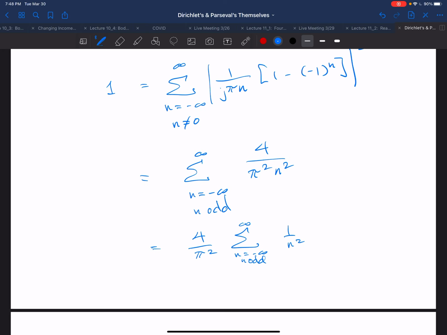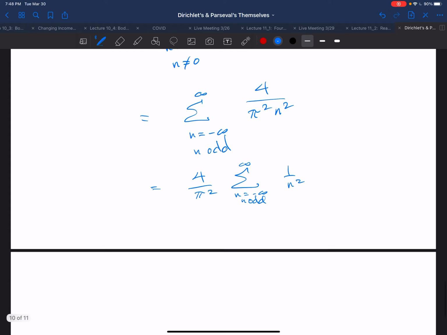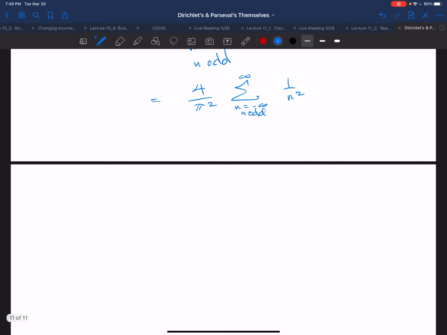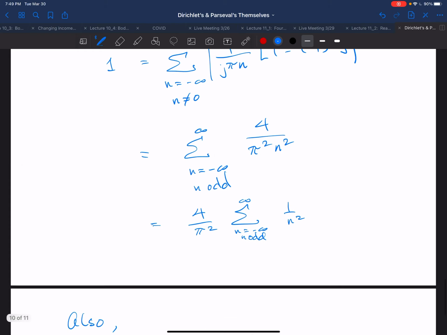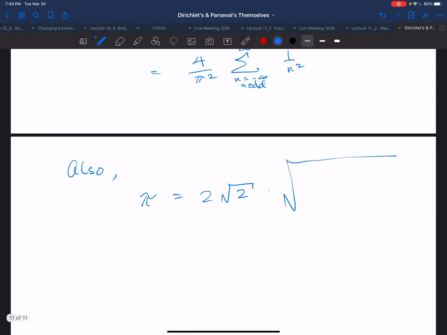Another thing that this can give you is an algorithm for computing the value of pi, because the right-hand side depends on pi, the left-hand side does not. So in fact, you can solve for pi, and get pi equals 2 root 2 times the sum from n equals 1 to infinity, n is odd.